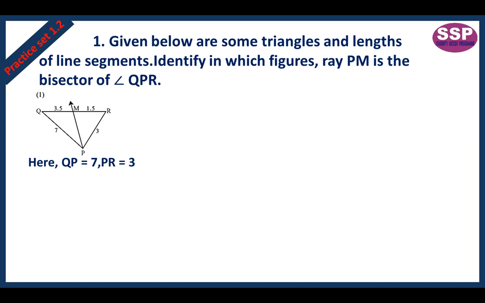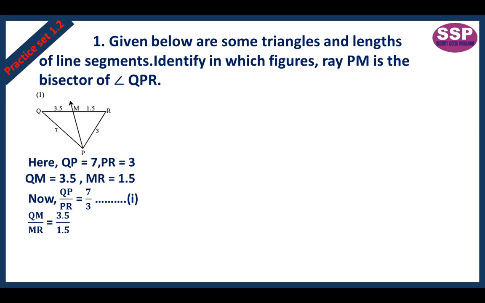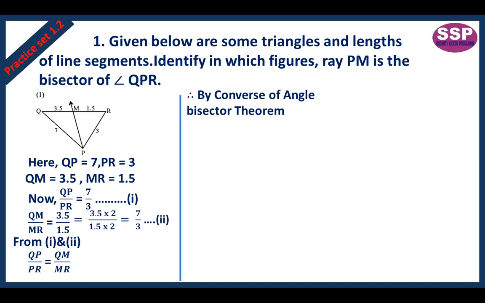Here QP is equal to 7, PR is equal to 3, QM is equal to 3.5 and MR is equal to 1.5. Therefore, we have to find out the ratios. QP upon PR is equal to 7 upon 3, that is equation 1. QM upon MR is equal to 3.5 upon 1.5. Now multiplying numerator and denominator by 2, we get QM upon MR is equal to 7 upon 3. From 1 and 2, QP upon PR is equal to QM upon MR. Therefore, by converse of angle bisector theorem, ray PM is the angle bisector of angle QPR.